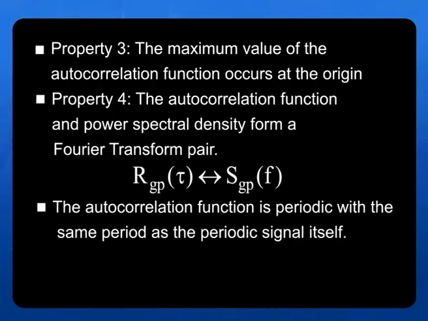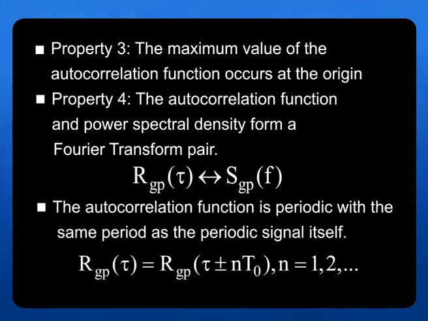The autocorrelation function is periodic with the same period as the periodic signal itself. That is, R_gp of tau will be equal to R_gp of tau plus or minus N T naught, where N can be 1, 2, 3. So, the periodicity of the autocorrelation function is the same as the period of the signal itself. That is the other part.